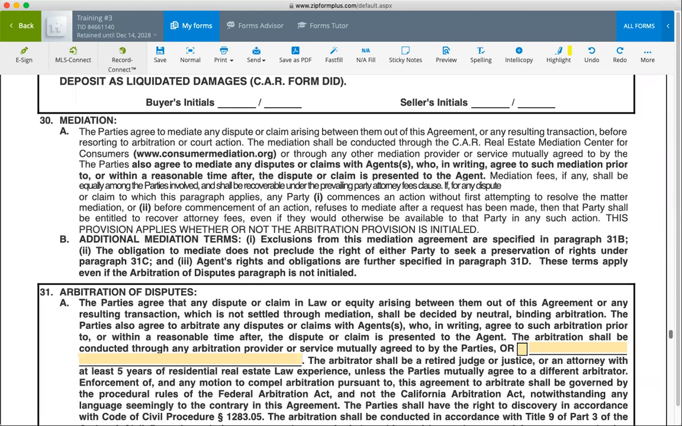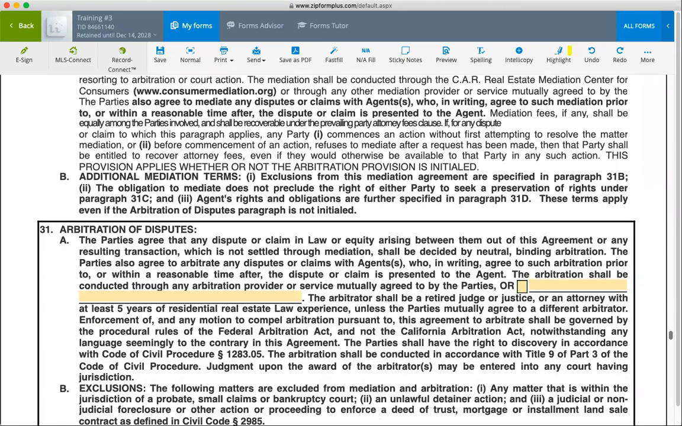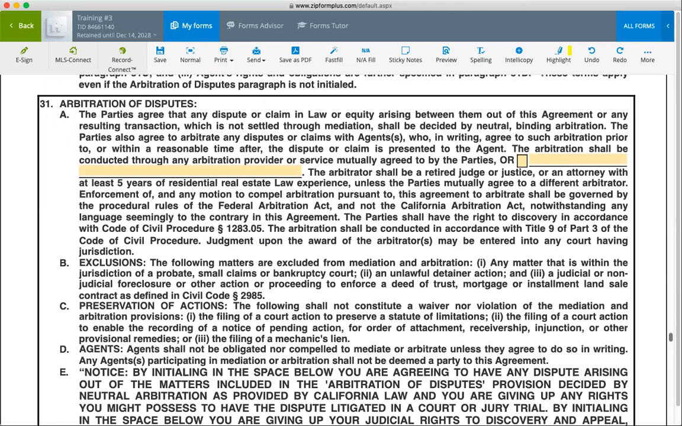Mediation. Mediation is required if the parties have a dispute after close of escrow. Or the disputing party may go to small claims court if the claim is within the small claims court jurisdiction, which is $10,000.